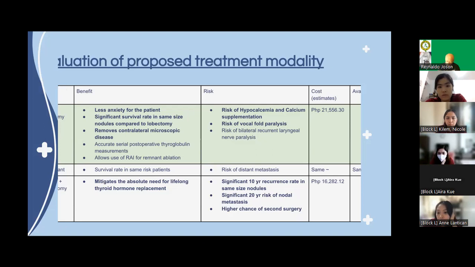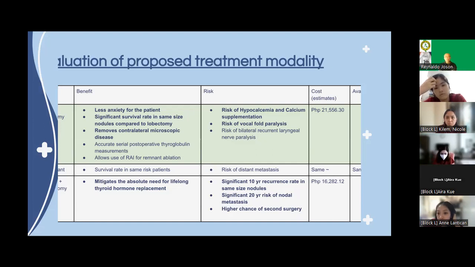For the cost po, it is about the same po. It depends on which institution the patient will have the operation. Pero on private po, the total thyroidectomy costs a little bit more po. And for the availability, it has the same availability.